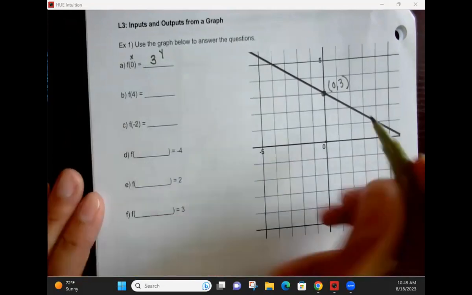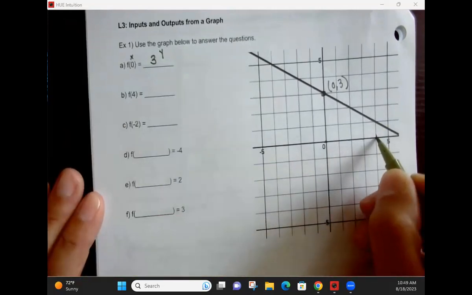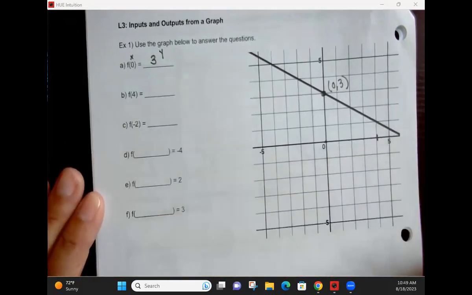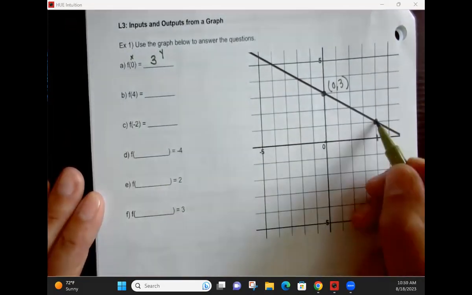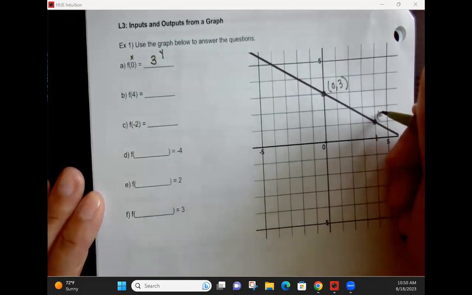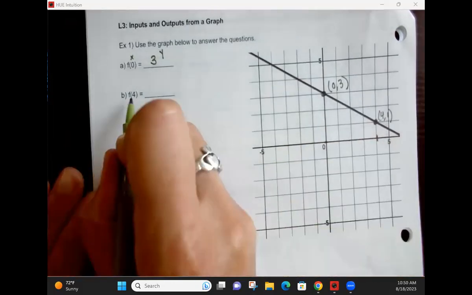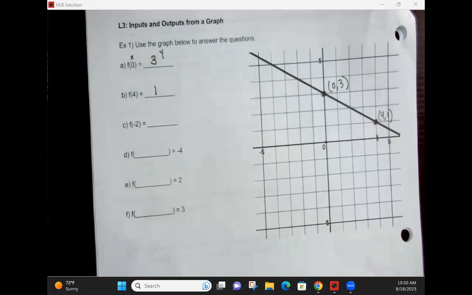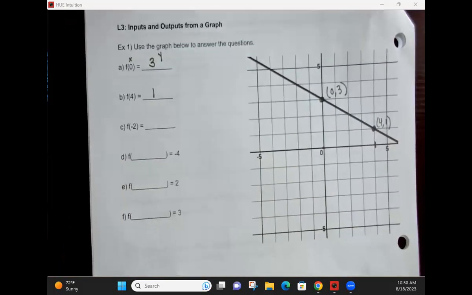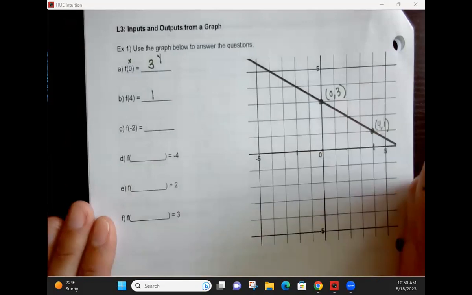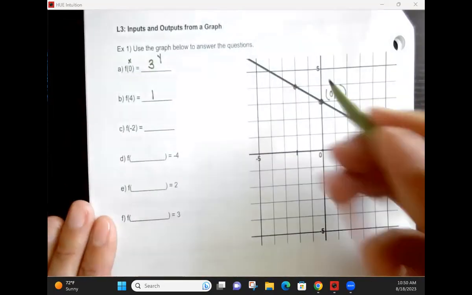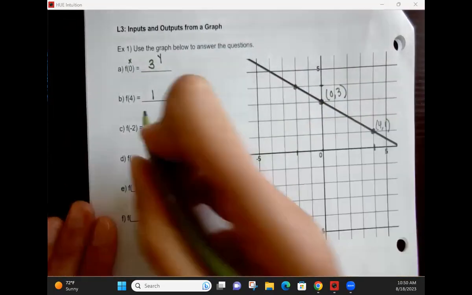B, f of 4 means we're going to 4 on the x-axis, follow that to the point on my graph, and that y value is 1. This is the point 4, 1, f of 4 equals 1. That makes sense? Okay. C, f of negative 2. So I go to negative 2, where x is negative 2. I follow that to the point on my graph, and that y value is 4.